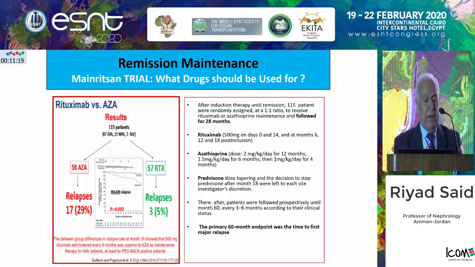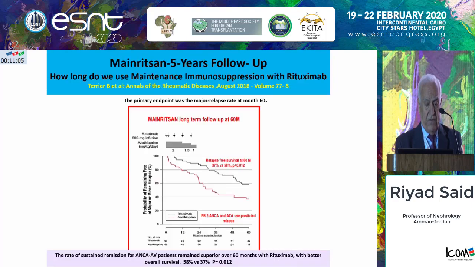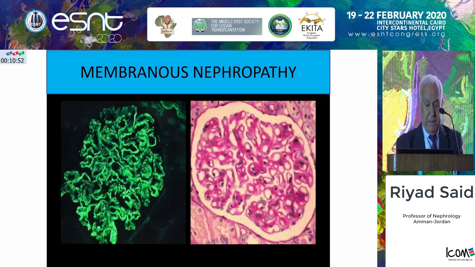Look about what happened. Long-lasting remission and very few relapses occurred in the rituximab group, relapses around 3 patients, 5%, in comparison to the high percentage of that. Not only that, but the rate of sustained remission of ANCA patients was much better and superior at 60 months with rituximab, with survival 58 versus 38%. So that's the story with the ANCA related.